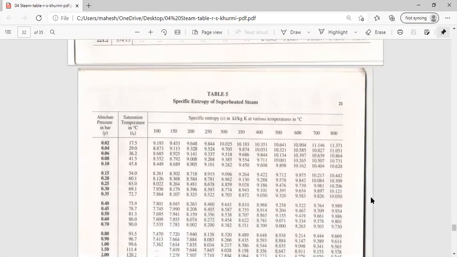Similarly, there are specific entropy tables for superheated steams where you must know two parameters. One is you must know the pressure and you must know the superheated steam temperature, and accordingly we would directly get the specific entropy and specific volume from the steam tables. Okay, so I hope this is very clear to you. The advice is you need to use the steam tables and practice a lot.